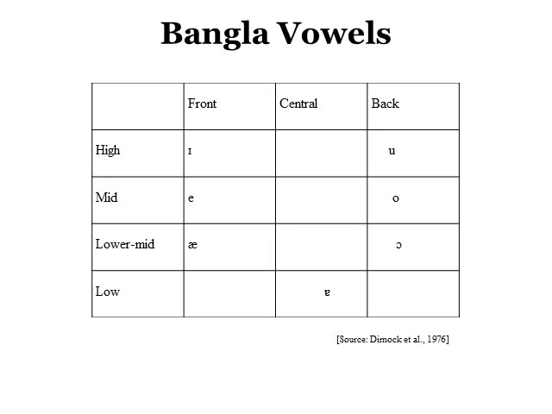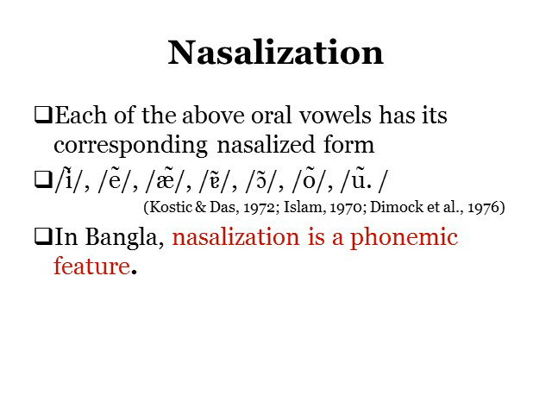These are the vowels of Bangla, and according to tongue height and tongue position, this can be high, mid, low, mid or low, and front, central or back. Now, all of these oral vowels have their corresponding nasalized form, and in Bangla, nasalization is a phonemic feature. That is, the nasalization of vowels can make a meaning difference in Bangla.